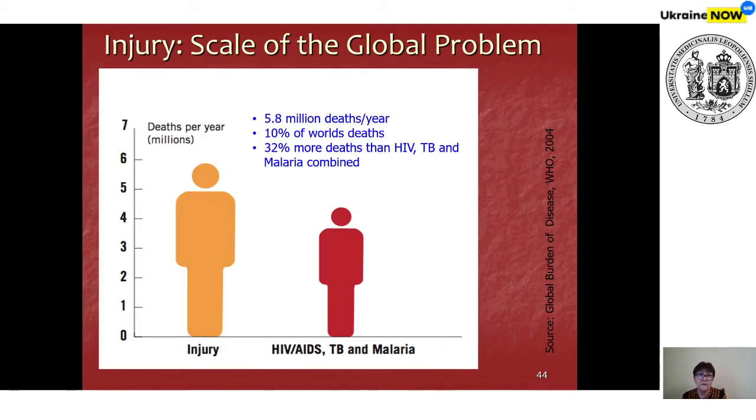Traumatic shock, injury. So injury causes about 5.8 million deaths in the world per year. It's 10% of the world's deaths and 32% more deaths than human immunodeficiency virus, tuberculosis, and malaria combined.